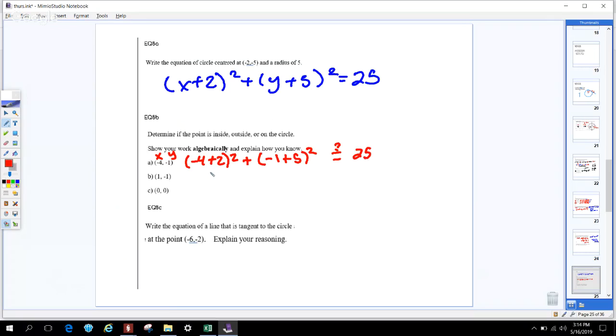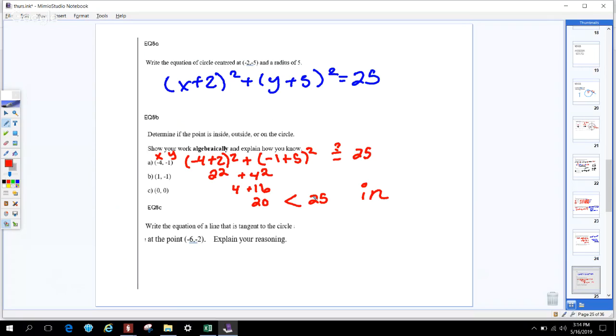So then I've got this, I simplify it. This gives me 2 squared. This gives me 4 squared. 2 squared is 4. 4 squared is 16. So 20 and 25. Is 20 smaller, equal, or bigger? It's smaller, so it's inside. So I'm not going to do that for every single problem, but that's the process.